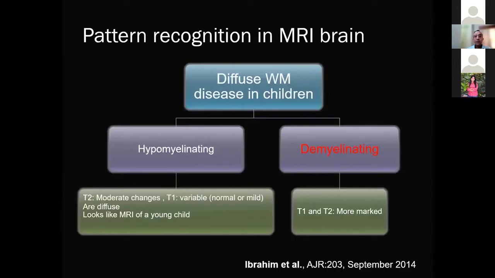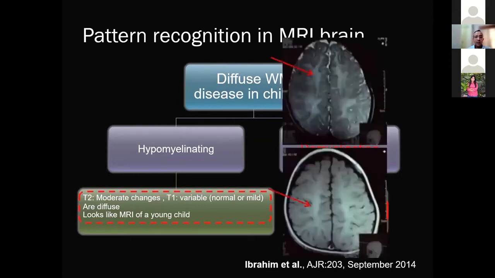So the first and foremost pattern when we are approaching a diffuse white matter disease in children is to discriminate whether the disorder is a hypomyelinating or a demyelinating disorder. Usually in the hypomyelinating disorders, the T2 changes are moderate and the T1 is variably normal or there is mild hypodensity. They are more diffuse, involve almost the whole of the cerebral white matter, and another hint is that the MRI looks like the MRI of a young child.